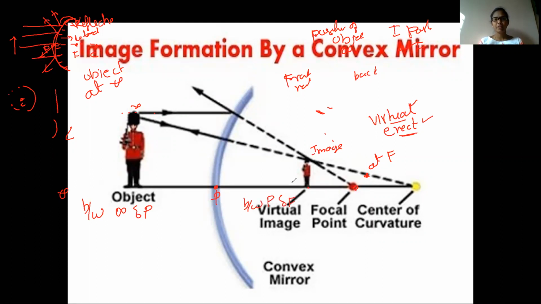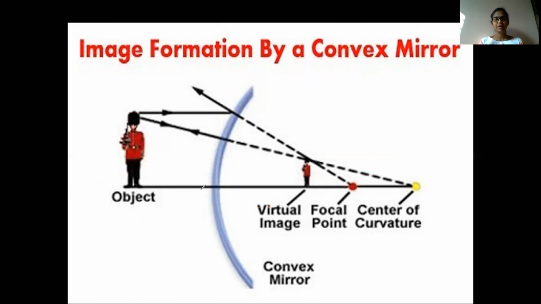You will get the image. You can see the image is small in size. The height of the object is this, but the height of the image is very small. That is the advantage of convex mirrors.